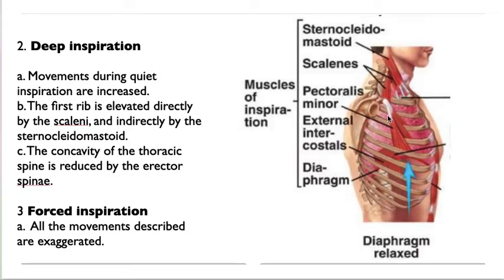In deep inspiration, the first rib is elevated directly by the scaleni, indirectly by the sternocleidomastoid muscle, and the concavity of the thoracic spine is reduced by the erector spinae muscles. In forced inspiration, all the movements are exaggerated.